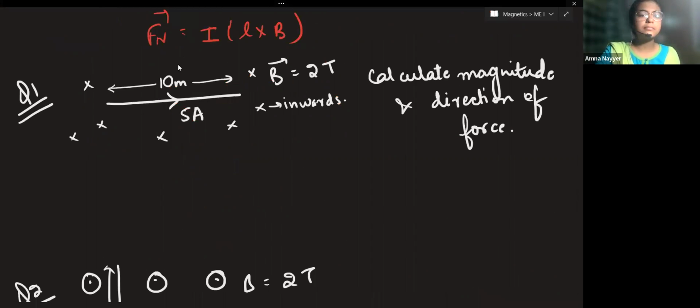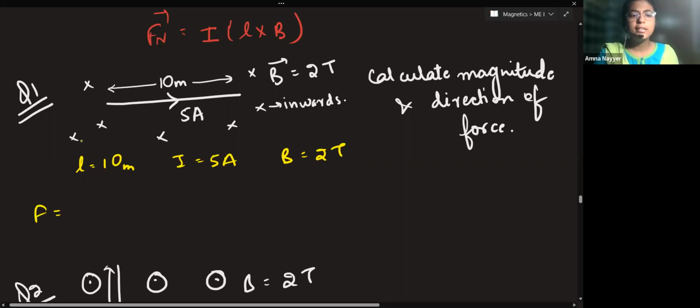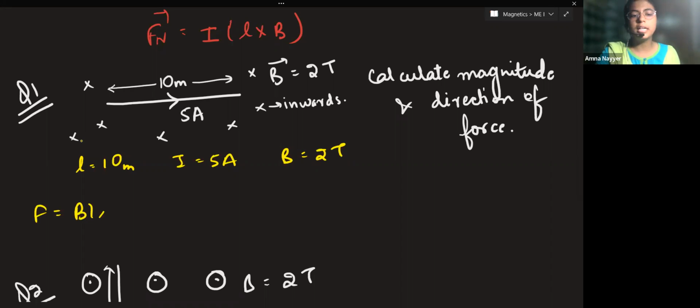See, the length of the conductor is given as 10 meters. Current is given as 5 ampere. Magnetic field is given as 2 tesla, pointing inwards. You have to tell the magnitude and direction of force. Magnitude will be what? Length and magnetic field are perpendicular to each other, so sine 90 will become 1. So BIL will become 10 into 5 into 2. This is how much? 100 Newton.